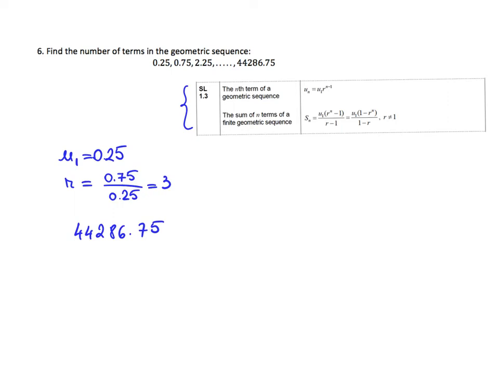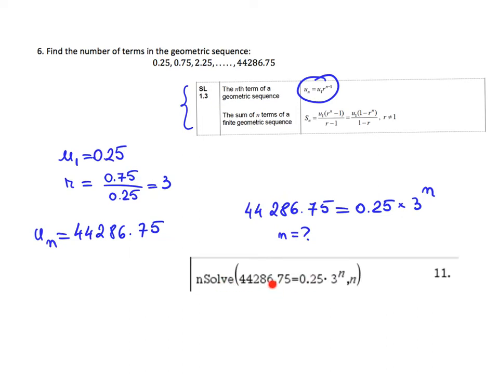So how many terms do I have until there? Well, this is the nth term. I don't know how big n is, but I can find it looking at this formula. So un, which is 44286.75, is u1 times r, and r we said is 3 to the power of n. So here I have an equation, and I'm going to use nSolve to find n.